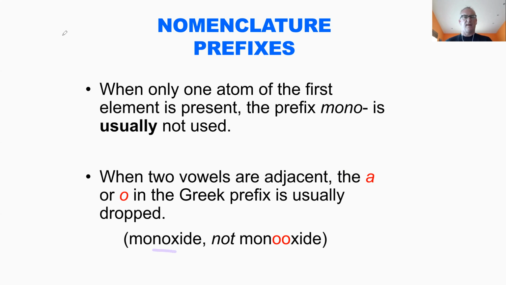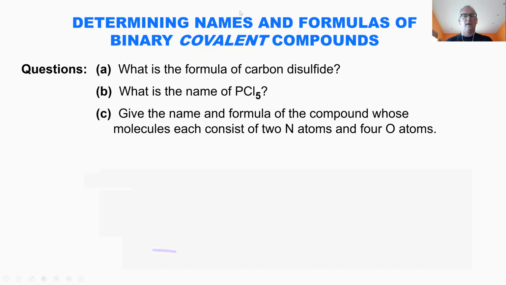So, one thing there. All right, so what would be the formula for carbon disulfide? I'll let you answer this one. Carbon disulfide, what would it be? CS2. CS2, yeah. And it has a lot of the same properties as CO2.